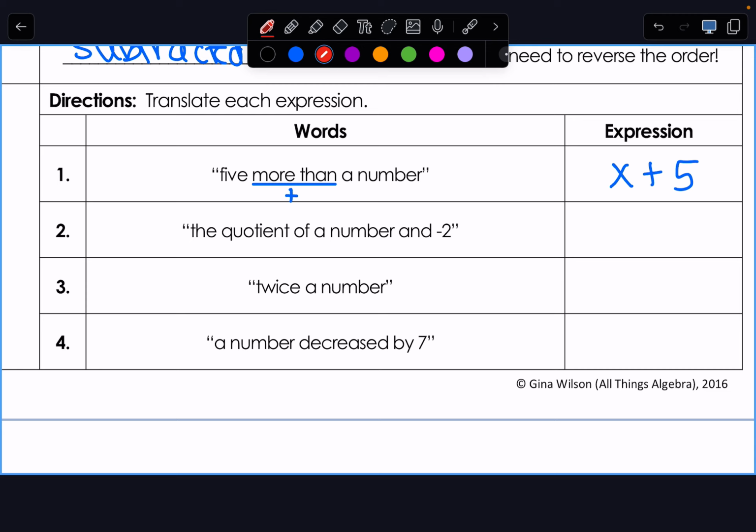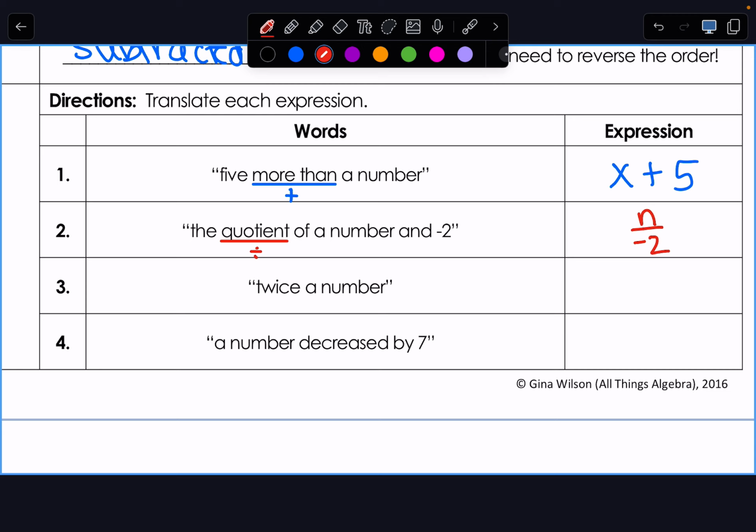Okay. In number 2, what word should I underline? Quotient. Okay. Elaine, what does quotient mean? What operation? Division. So I'm going to write a little divide. The quotient of a number and -2. So I'm going to write a number divided by -2. It doesn't have to be x, it can be any letter. So I chose N for number. Doesn't matter. Okay.